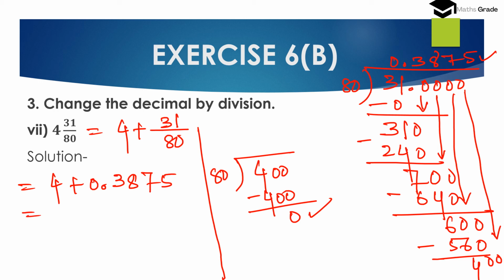Now 4 plus 0.3875 is 4.3875. And 4.3875 is the decimal of the fraction 4 31 divided by 80.